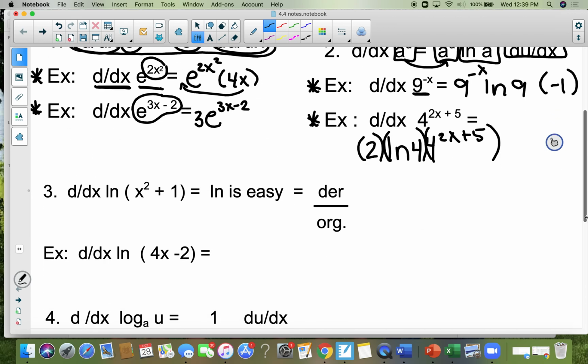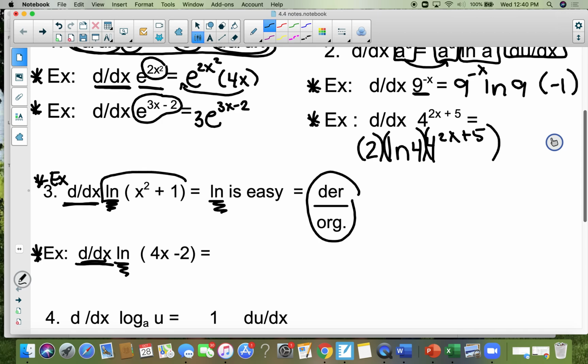The next one, I gave you 2 examples of the next one. So here are the 2 examples. Here's one of the examples, and here's the second example. When you're doing an ln, this is the formula right here. The derivative goes on the top, and the original part after the natural log goes on the bottom.